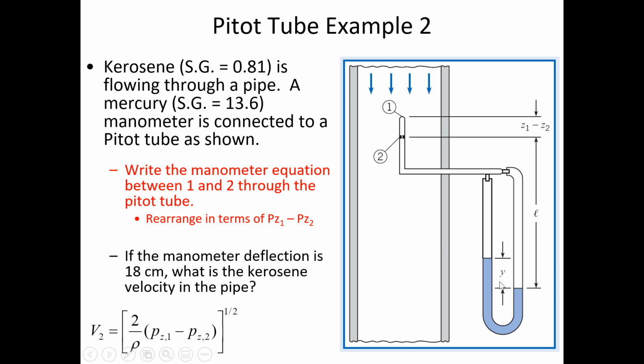We know the deflection here is 18 centimeters, so y is 18 centimeters, and so what is going to be the kerosene velocity? What you need to do is write the manometer equation between 1 and 2 through the tube. Remember, the manometer equation is just applying the hydrostatic equation in an environment where the fluid isn't flowing. Let me begin to put that on the board so you can see what I mean. We're going to start at location 1 and work our way through the pitot tube and the differential manometer until we get to location 2.